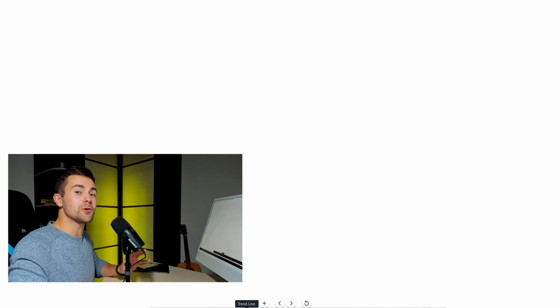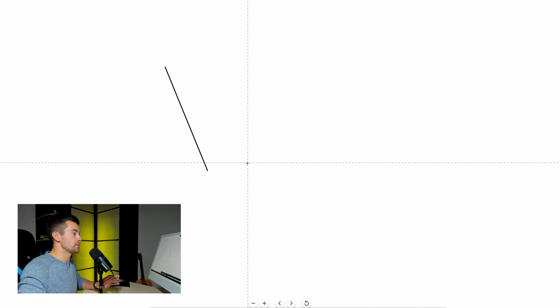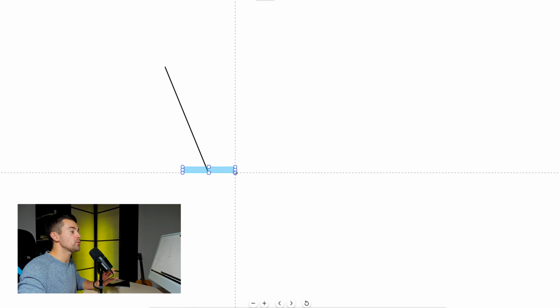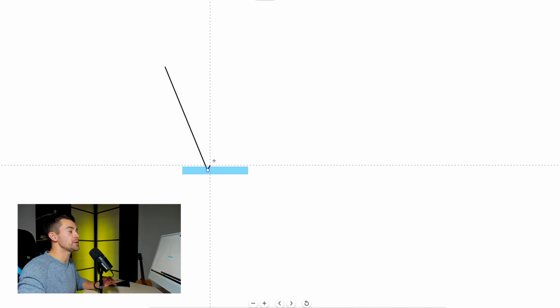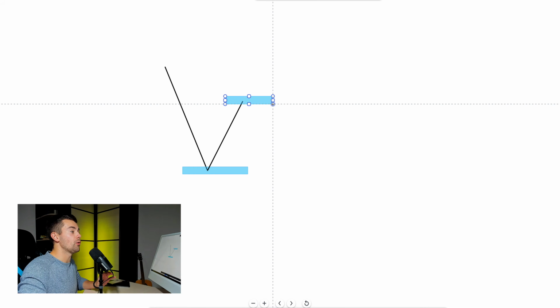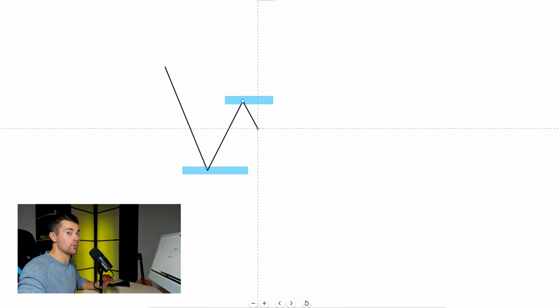Alright traders, let's start with the structure of the descending triangle formation. Everything starts with the initial bearish impulse. Bears are pushing the market, but at some moment they face a strong horizontal structure support. From that structure support we see the retracement leg. Instead of setting a higher high, the market here sets a lower high, and from that lower high we see one more strong bearish movement.